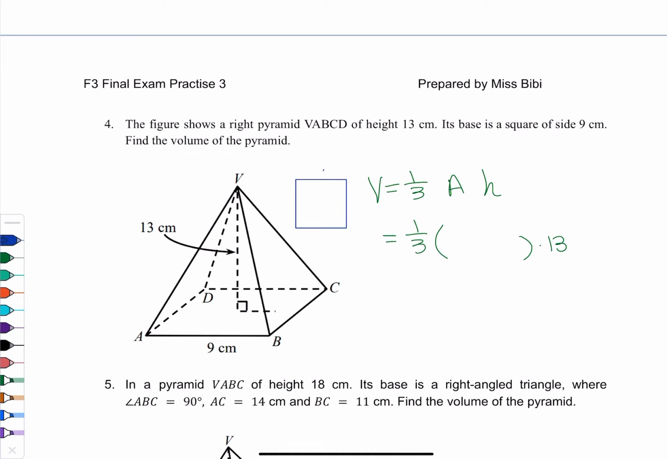So one side is 9, the other is 9. So area will be 9 times 9. And then you can click that. 9 times 9 is 81. And then times 30 and also divided by 3. You should be able to get that as 351 cm cube.